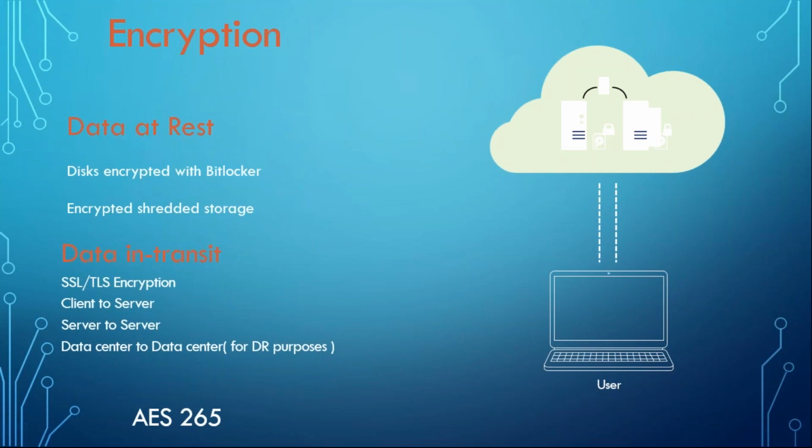And when I say data in transit, let's say your data is supposed to move from one data center to a different data center, right? Even in transit, your data is encrypted. And when I say encryption, it's using AES 256. So that's the algorithm, and that's the level of encryption which really happens.